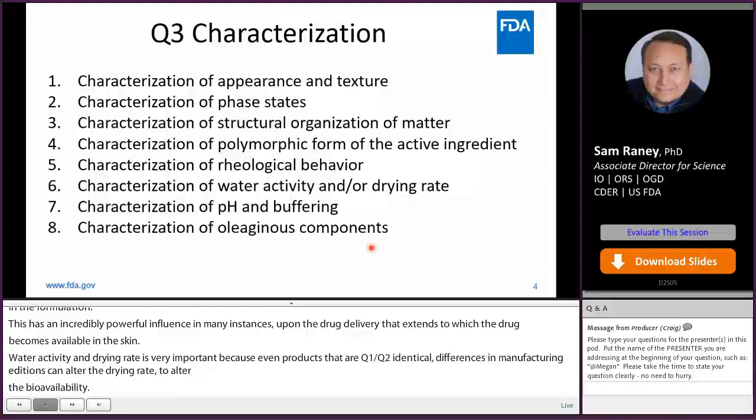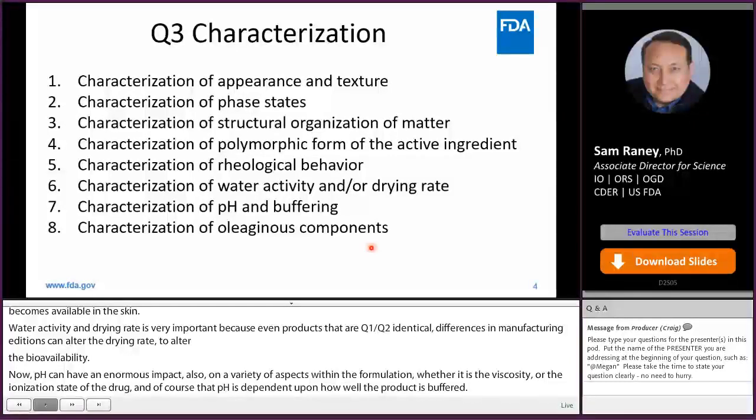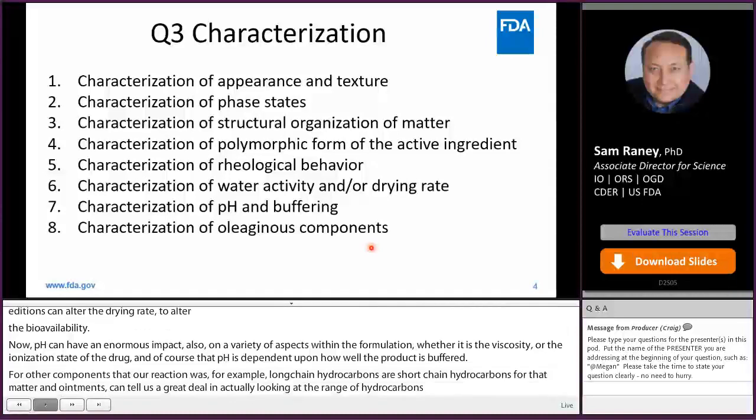And for other components that are oleaginous, for example, long-chain hydrocarbons or short-chain hydrocarbons for that matter, in ointments, looking especially at the heterogeneity of those hydrocarbons can tell us a great deal about the characteristics and the bioavailability that may result from that product, particularly if some of those shorter chain hydrocarbons may be permeation enhancers and may be enriched in a particular formulation.